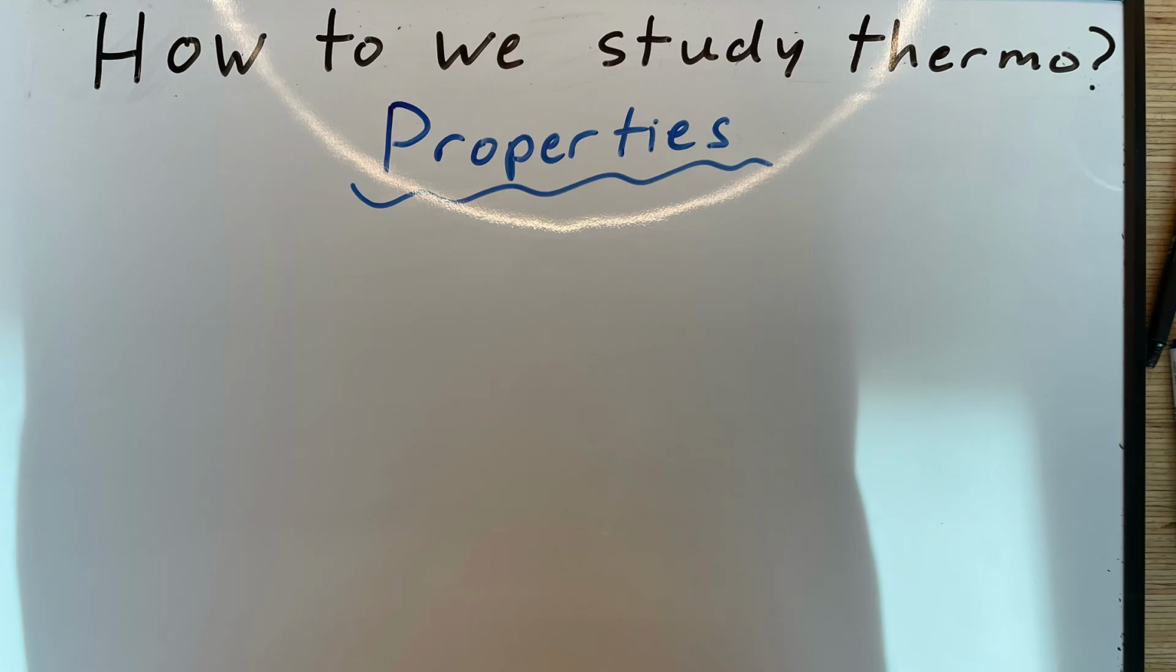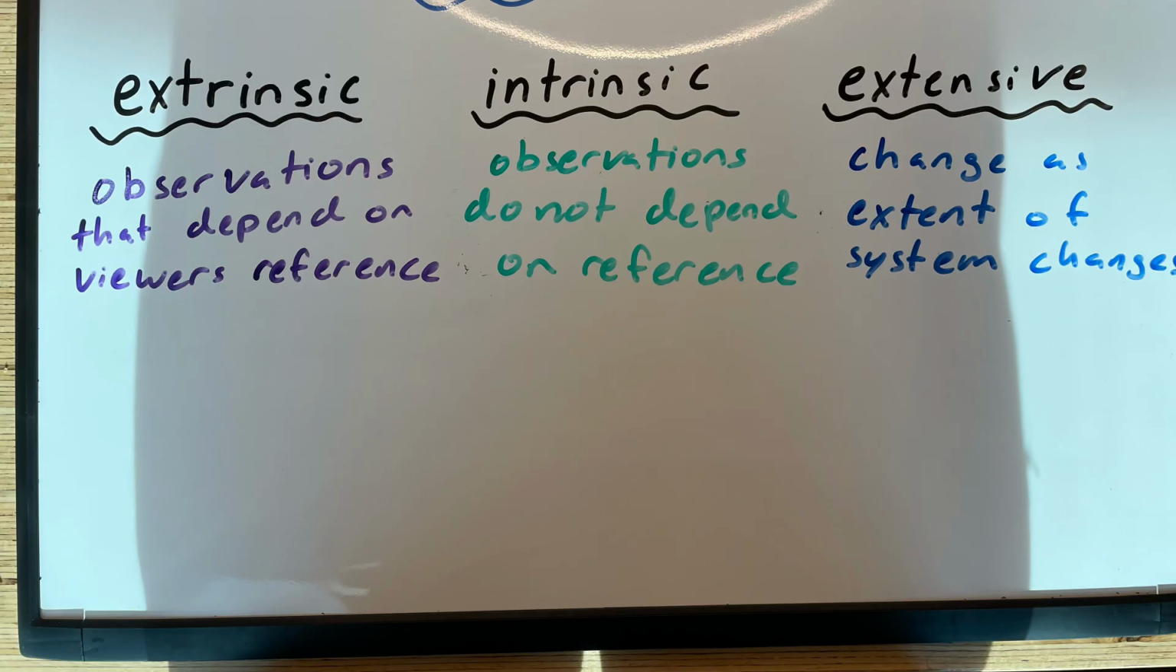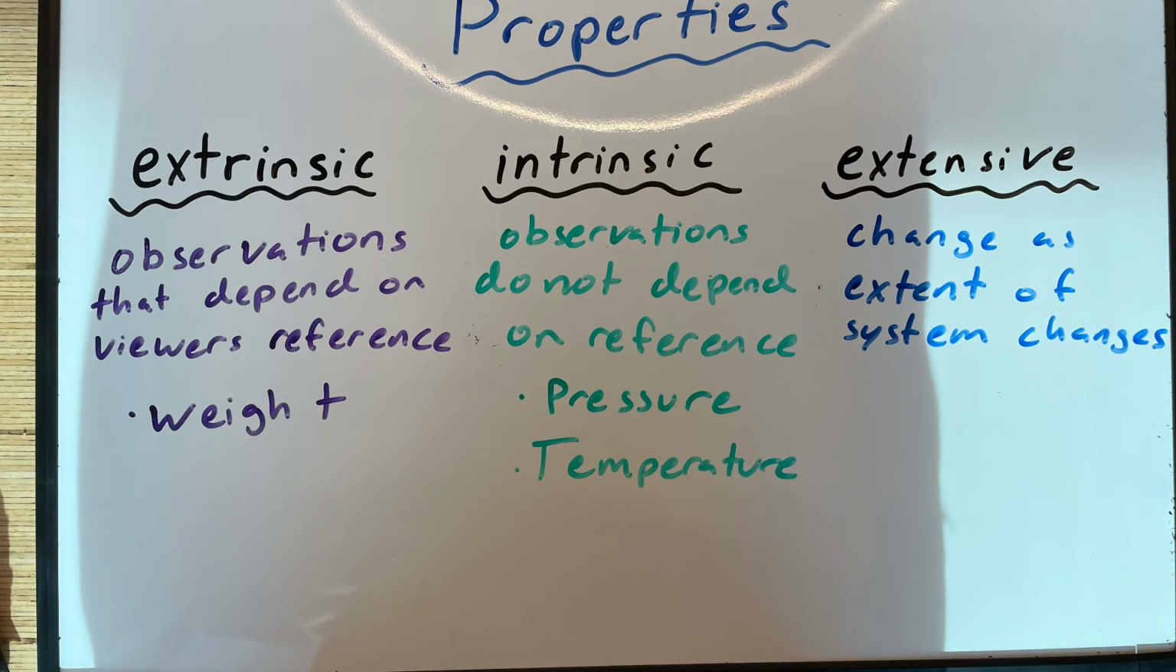There are thermodynamic properties of systems that we can define. There are 3 properties: extrinsic, intrinsic, and extensive properties. Extrinsic properties are properties in which observations depend on the viewer's reference. A common example of extrinsic properties is weight, which can vary for the same object depending on the gravity in which it sits. On the other hand, intrinsic properties do not depend on the viewer's reference.